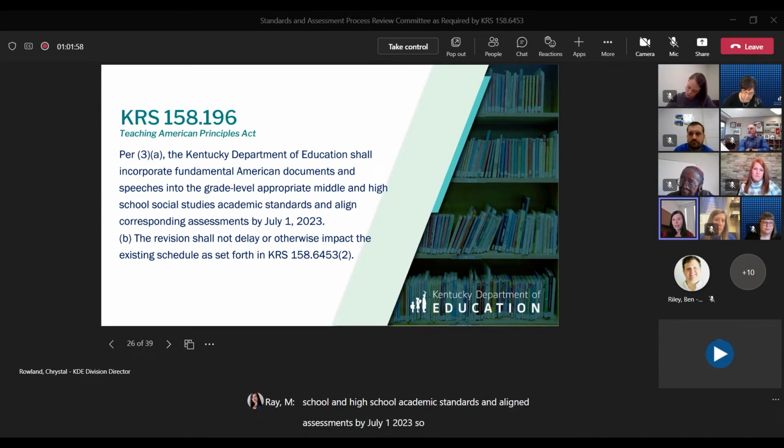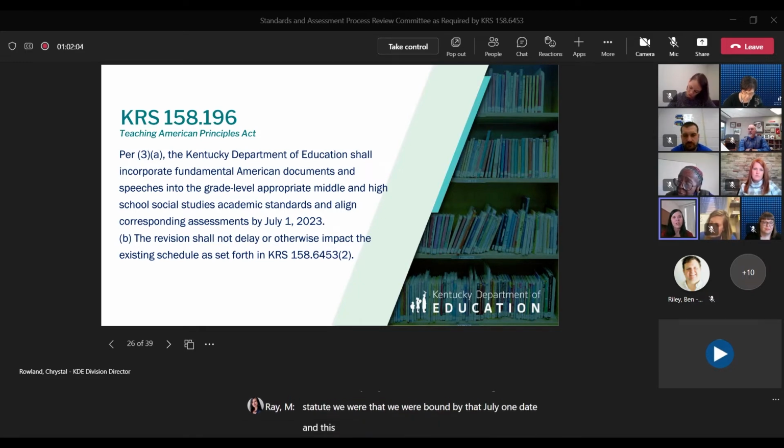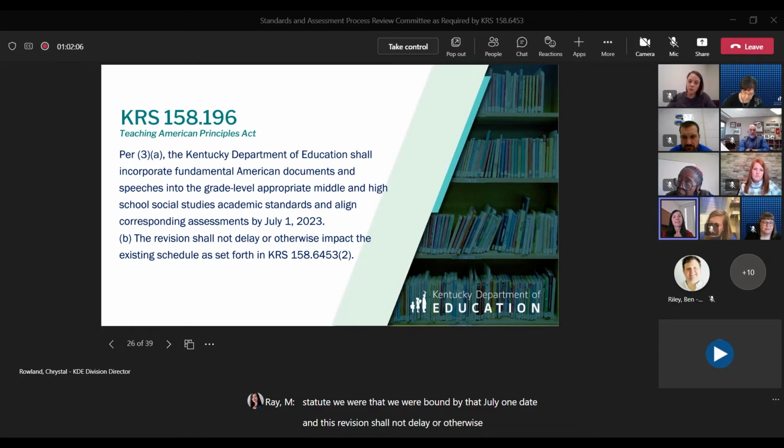So that was wording within the statute. We were bound by that July 1 date, and this revision shall not delay or otherwise impact the existing schedule of KRS 158.6453, which is what science review was used to open up that regulation for the full review process. So again, social studies will undergo the full review in 2025.